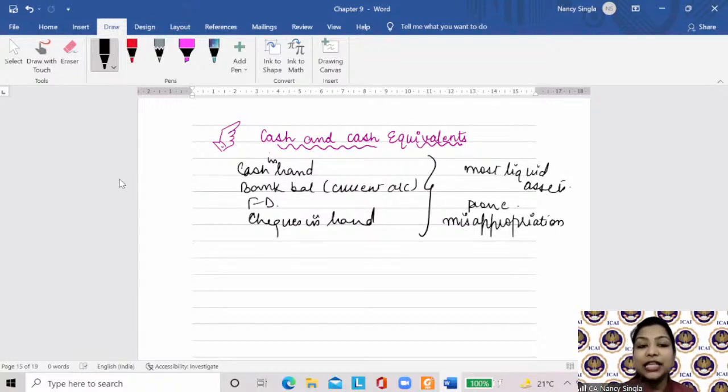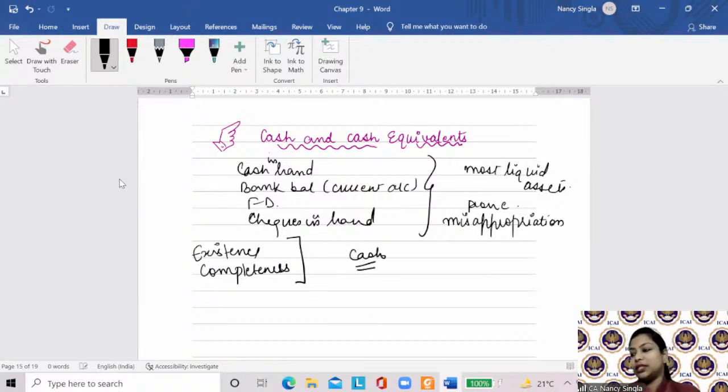So cash and cash equivalents, since these are the most liquid assets, these are readily convertible to cash, the chances of these being misappropriated is very high. So the auditor needs to apply professional skepticism all the time. And students, tell me, if I start with all these assertions with respect to existence, completeness, what is the first thing that comes to your mind when I say that you need to check the cash of an organization?